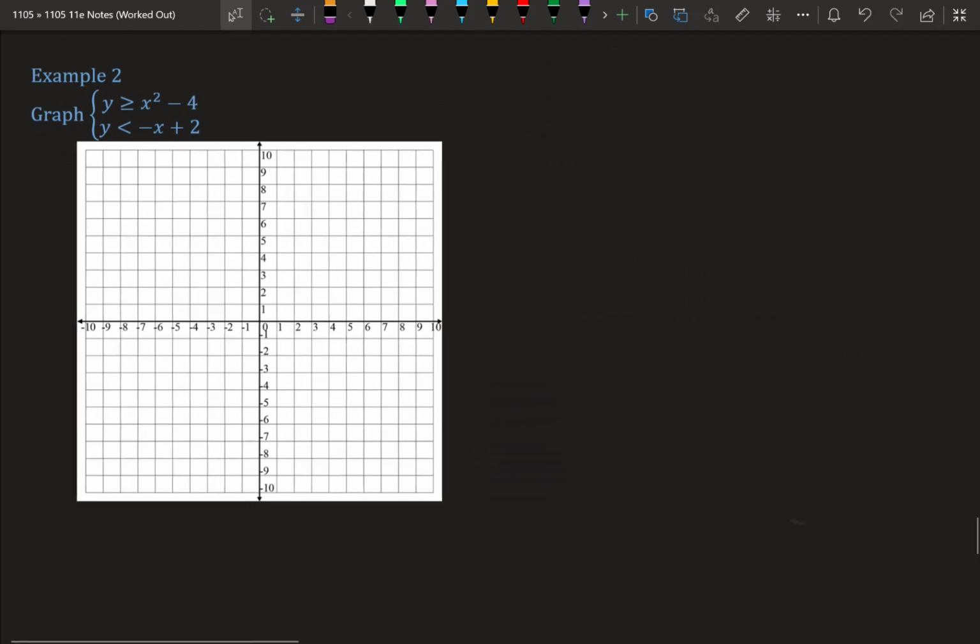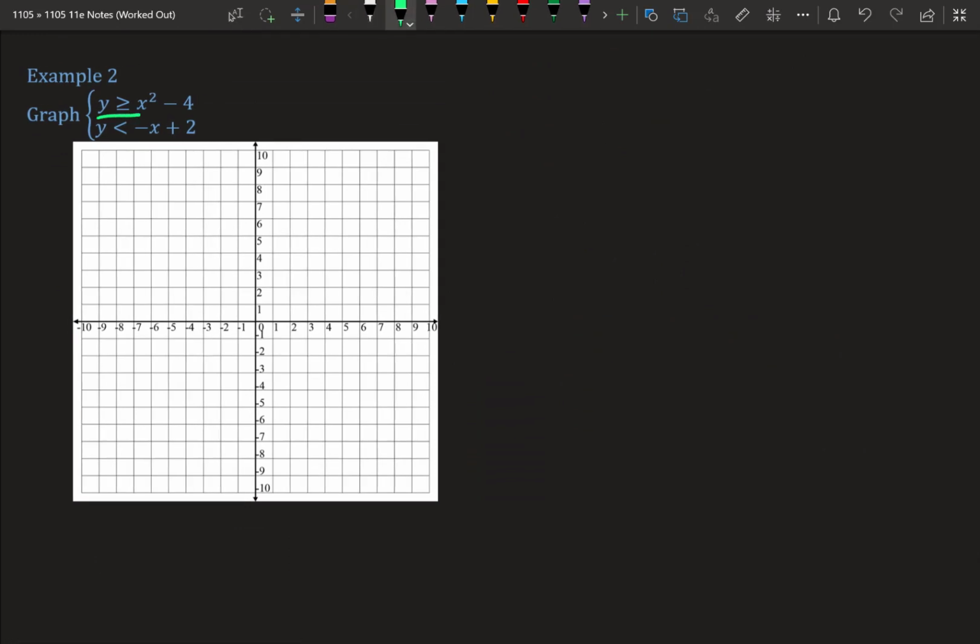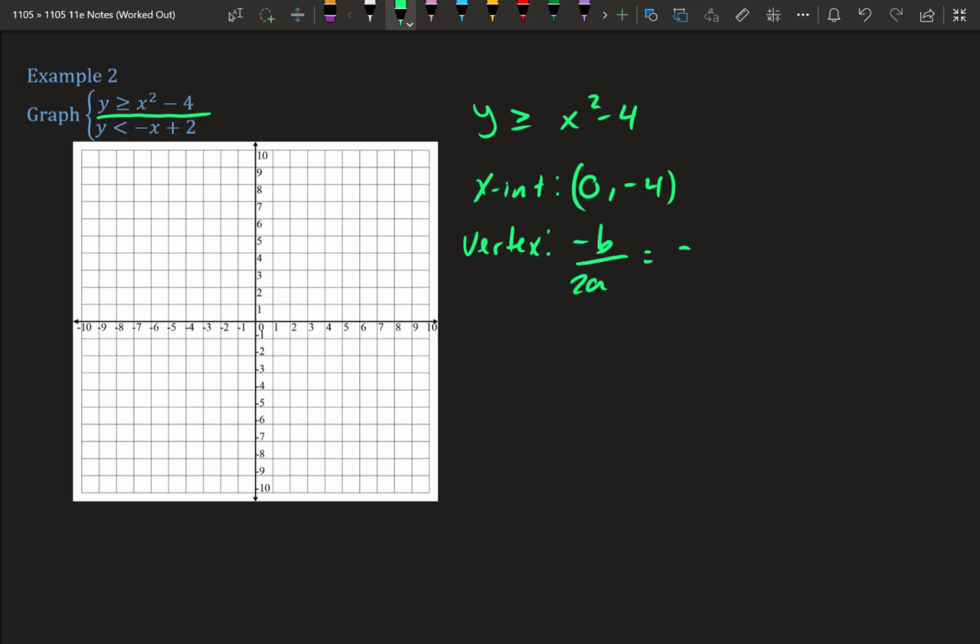Alright, now we're going to do 2 and 1. So we have our first one, I'll do it in green. This is a quadratic, meaning it's a parabola. Since it's a parabola, we need the y-intercept, vertex, and x-intercept. The y-intercept is always that constant, so 0, -4. Our vertex, negative b over 2a: we have -0 over 2 times a, which is 1. So that's just 0.